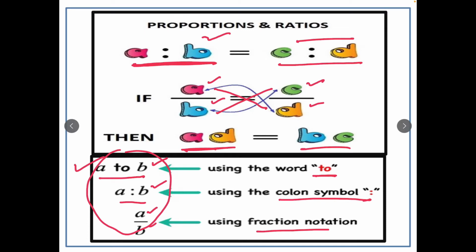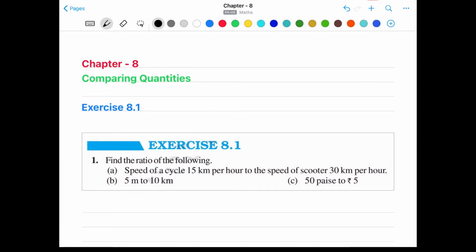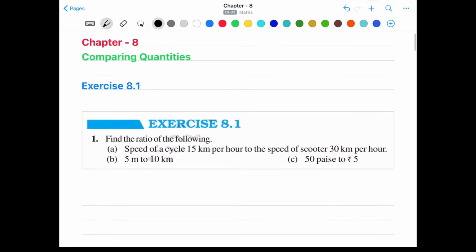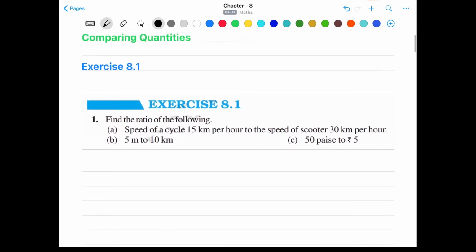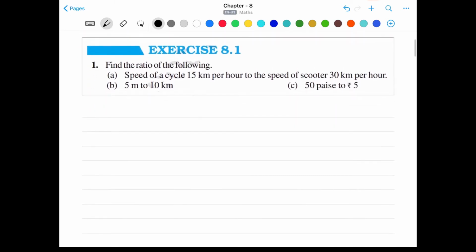Okay, so now let's do the questions based on ratio and proportion, from exercise 8.1. This exercise has a total of 6 questions, and we will cover all 6 questions in this session. So the first question of this exercise is: find the ratio of the following.